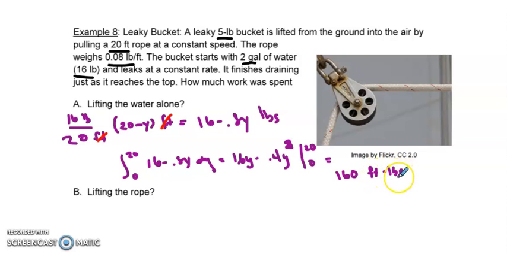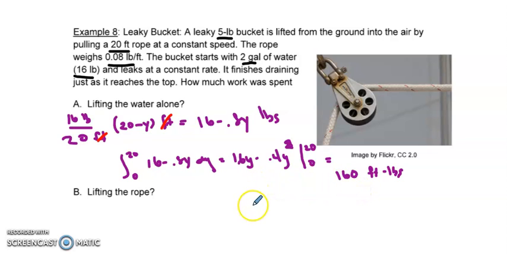So what I've done here is I've basically taken the ratio of how many pounds of water leak out over a certain distance, and then multiplied that by the changing distance, and I integrate and I get out the work it required to just lift the water, okay?